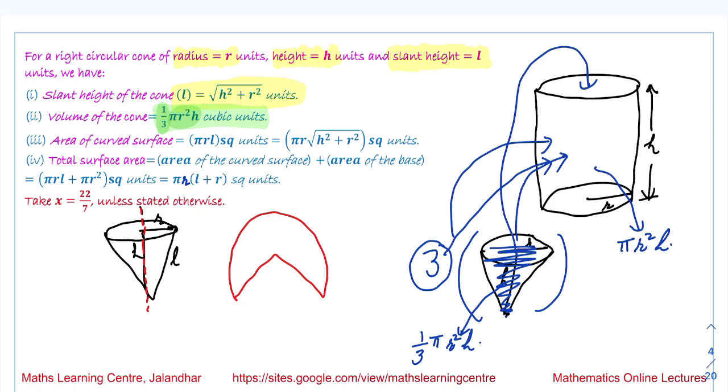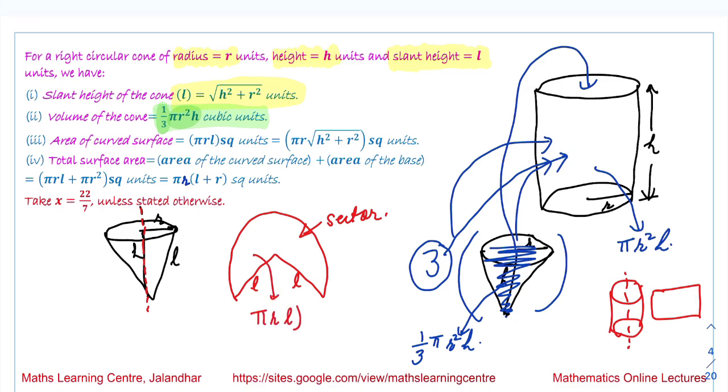When we were talking about the cylinder, we cut the cylinder like this and obtained a rectangle. But now when we cut this cone, we get a sector. This is the sector we obtain, and the length over here is L. The area of this sector will be pi r into L.